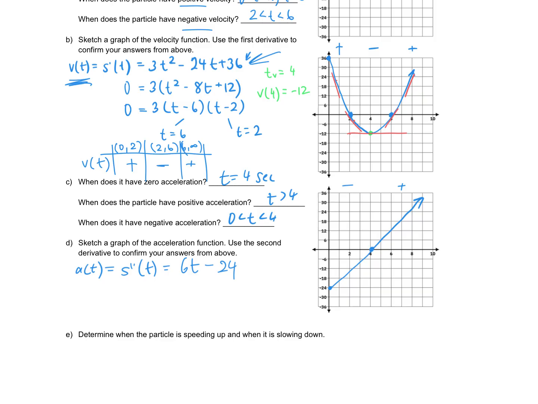Perfect. Let's set acceleration equal to 0 to confirm time is 4 seconds. I'm going to factor out the 6. And here we are, t equals 4.